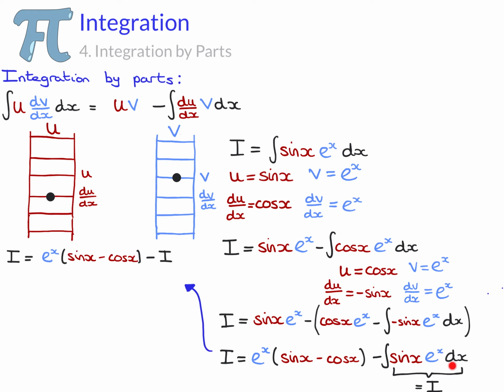Since we are looking for I, we can sub it in for this integral and simply rearrange to write what I is. We have avoided doing the integral altogether. This worked because integrating the product twice by parts resulted in the same integral that we started with.